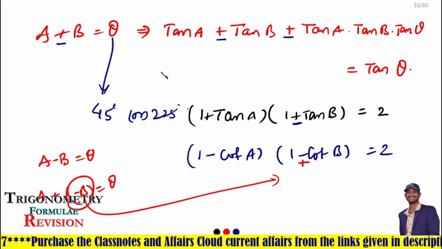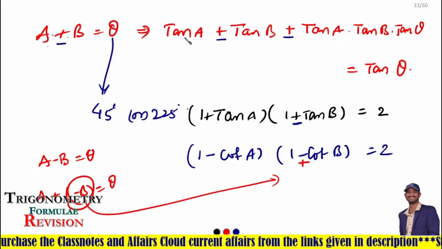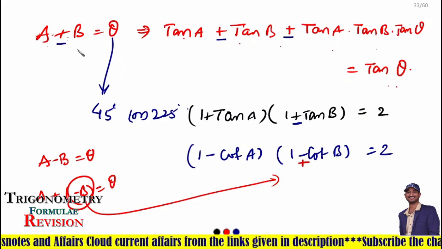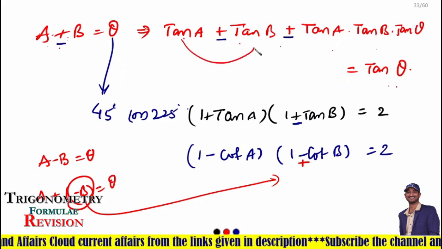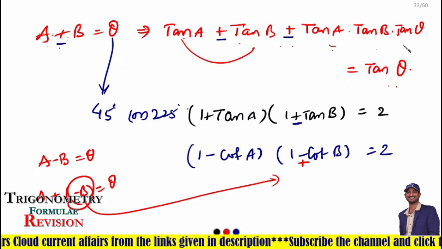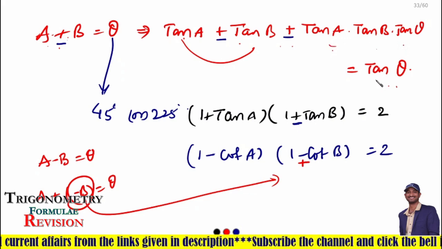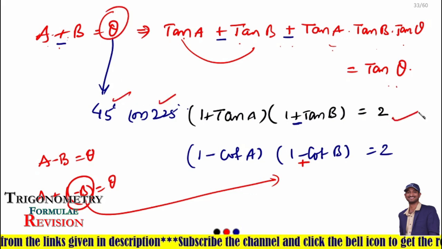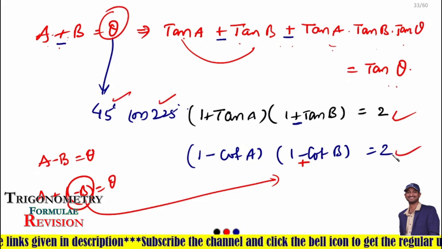Is it clear? Sum of angles is theta, then the sum of the tans plus the product of the tans is tan of that angle. If the difference is given, the difference of the tans minus the product of all the tan values is equal to tan of the given angle. If theta is particularly 45 or 225, then this is the formula in tans and this is the formula in cots.